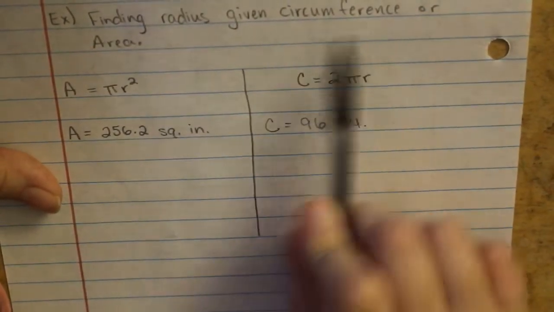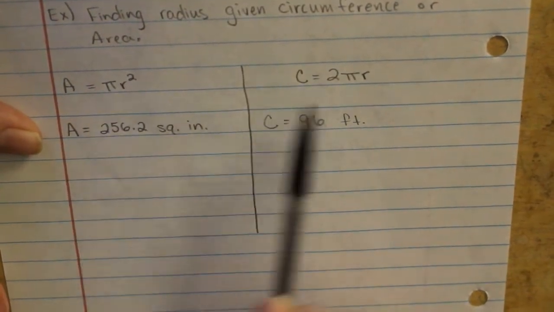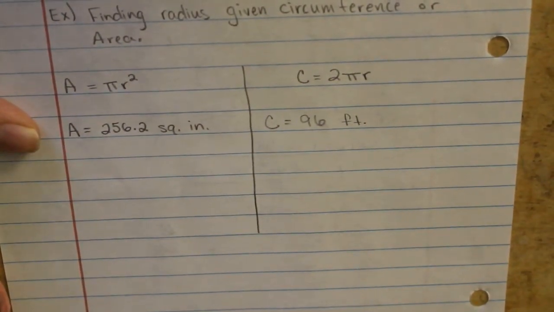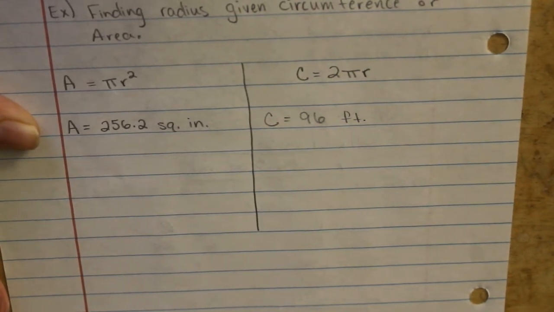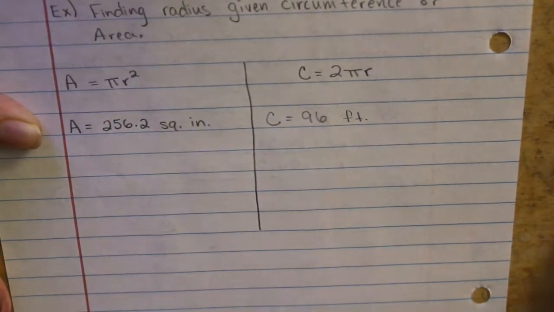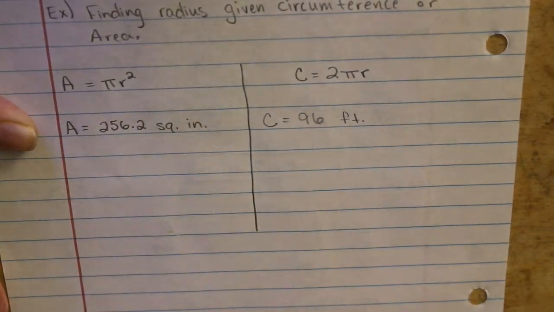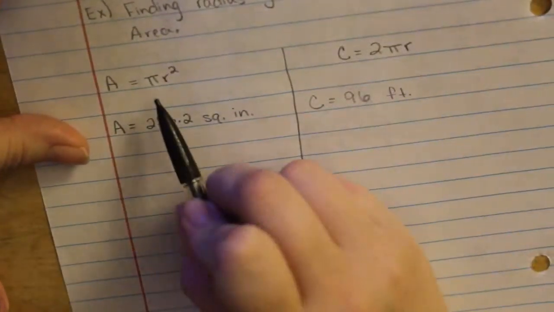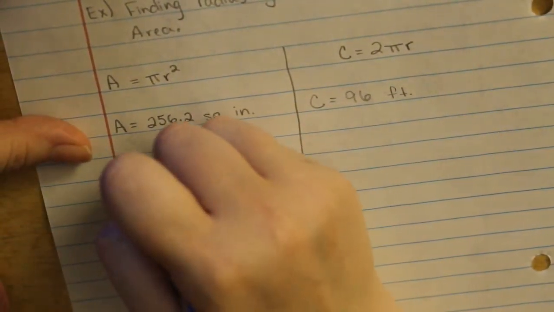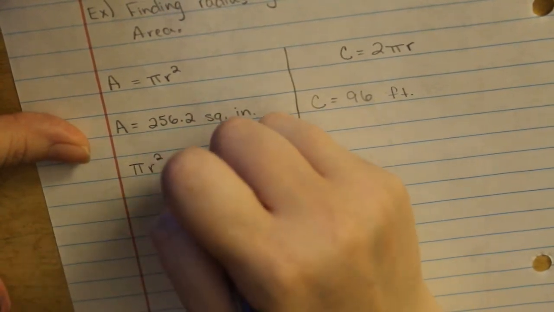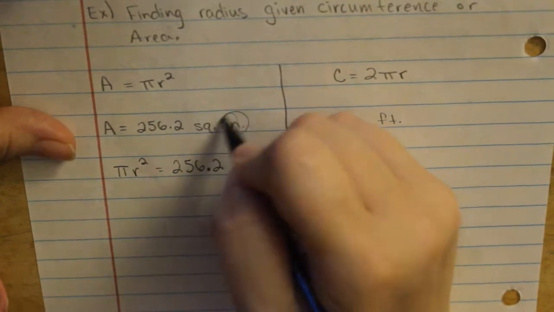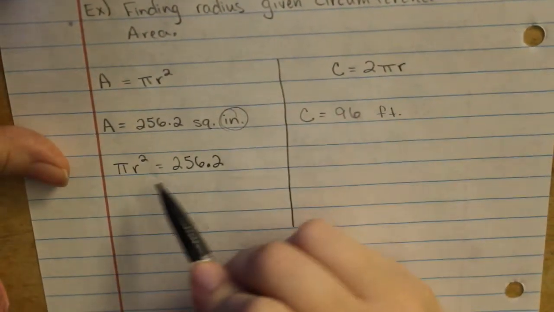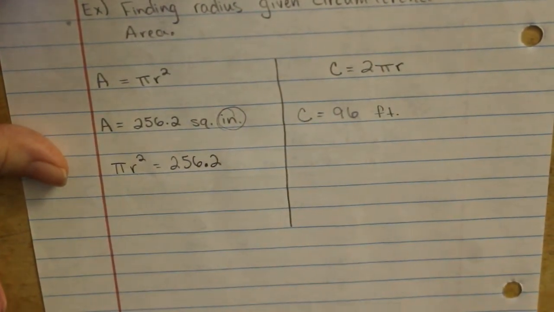Okay, and then on to your little nuggets. Finding radius given circumference or area. I put the 2 formulas here because we need to keep that in mind. The first thing I'm going to do is what happens if we are given the area. I can turn my phone on its side to make it easier. Here I have pi r squared equals 256.2. I'm going to drop the units for right now, but I'm going to circle it because we'll come back to that. What I can do here is divide both sides by pi.